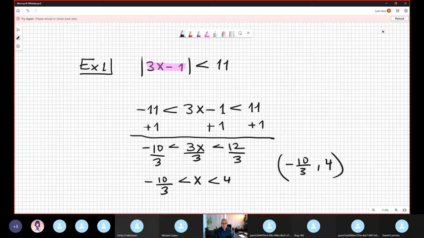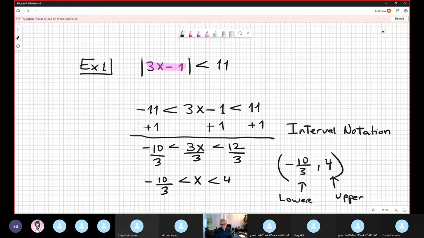This is the notation that frequently, not always, I ask you for in the test: interval notation. Remember, in interval notation the most important thing is to have two numbers. This is the lower bound, this is the upper bound of the interval, and they are separated by a comma. Of course, you put the lower first and the upper second, and you put a parenthesis or bracket depending on whether you need to include the endpoint. So basically my interval has values in between negative 10 over 3 and 4. This interval is the solution.